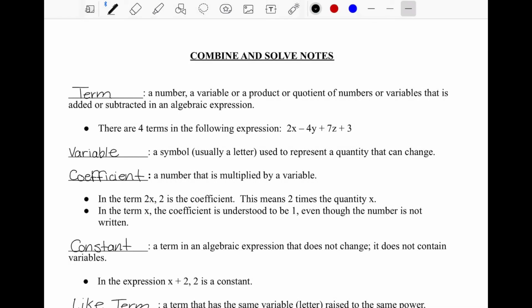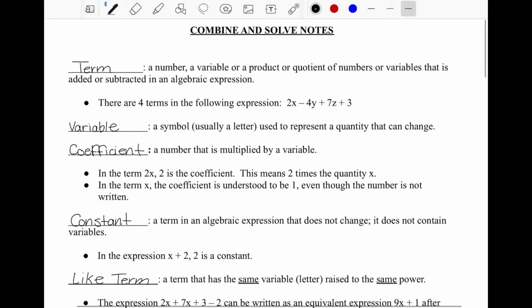Today we're going to be talking about combine and solve. Now, the goal of our lesson is to learn how to combine like terms and solve equations that deal with combining like terms. Before we jump into the examples, let's look at a few definitions. I'm not going word for word with the definitions, but I'm going to tell you what they mean, and we're going to go from there.